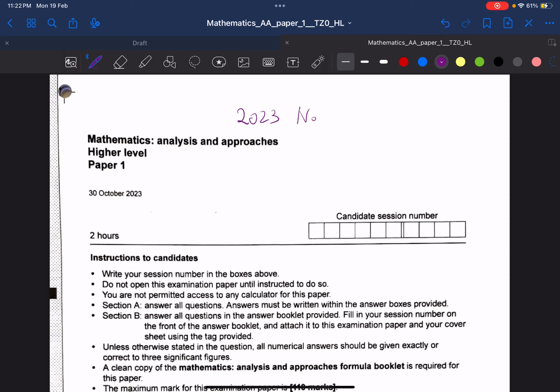Today I will be going through the 2023 November AHL Paper 1 questions. This is what we call a blind approach, so there will not be any answer key at this point. Right now it's like February the 19th, so the mark scheme hasn't been out yet.